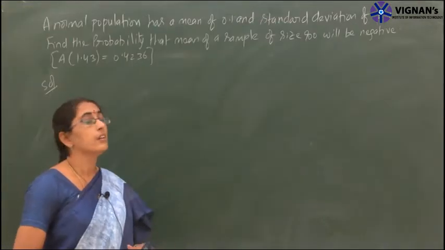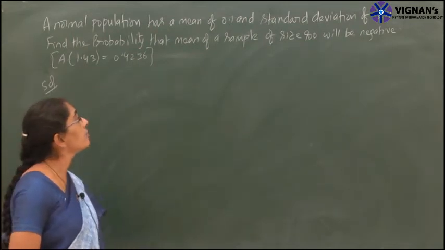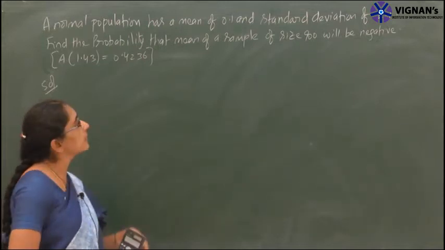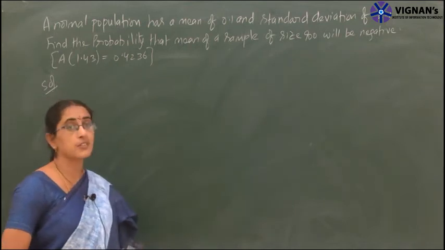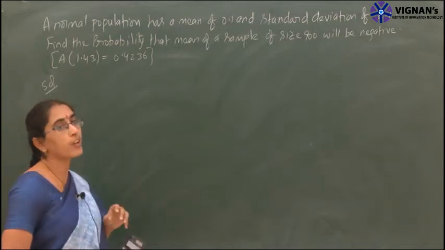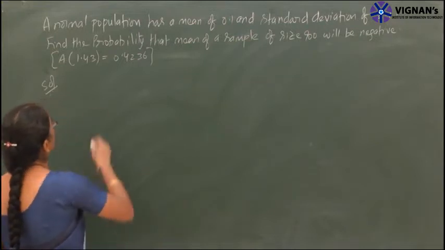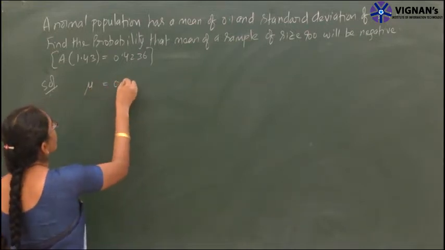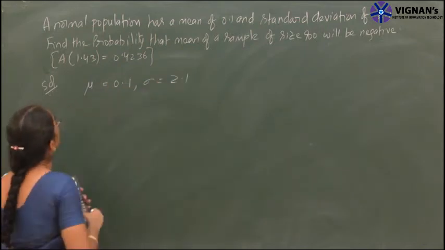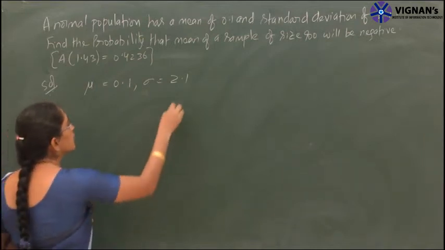Okay. So the probability that the mean of the sample of size 36 will be negative is 0.7734. Now see the third problem here. A normal population has a mean of 0.1 and a standard deviation of 2.1. Find the probability that the mean of a sample of size 900 will be negative. The table value of 1.43 is given as 0.4236 here. Now if you write down the data here, the mean is given as 0.1 and the standard deviation is given as 2.1.